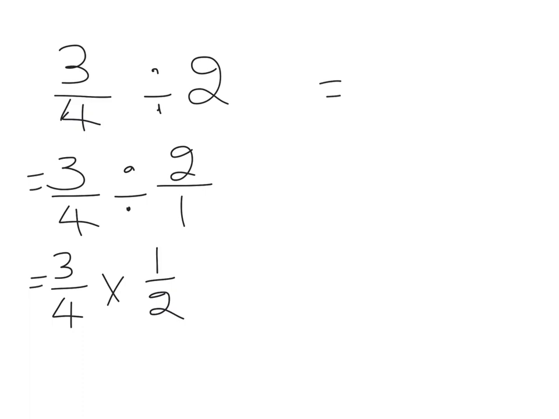So now I can just go ahead and do top times top and bottom times bottom. So top times top, 3 times 1 is 3, 4 times 2 is 8, and we are all done.